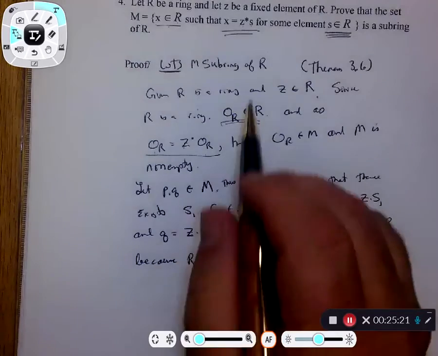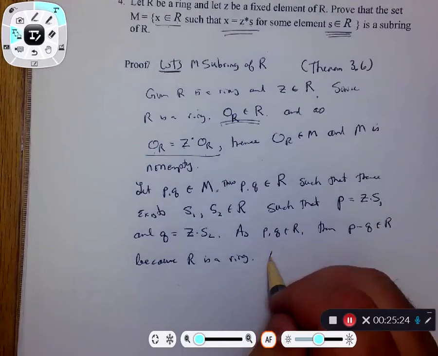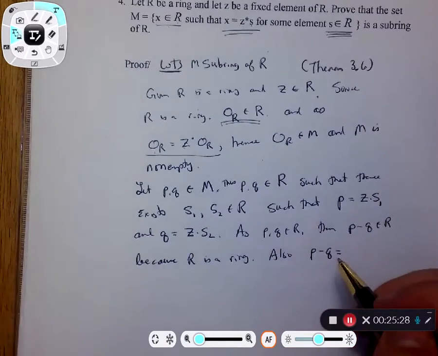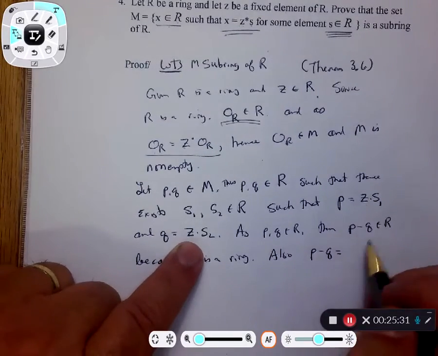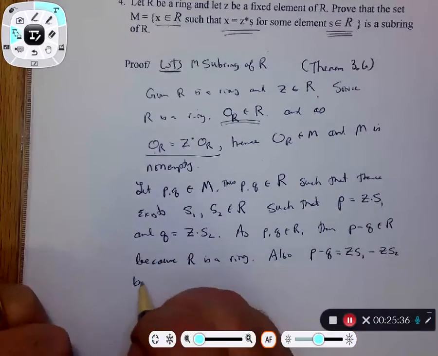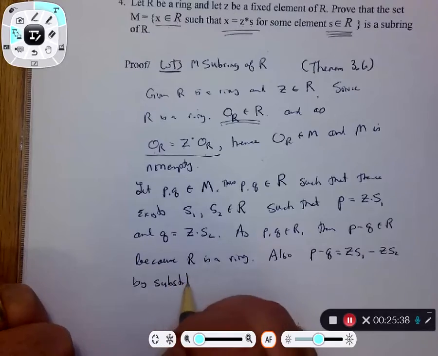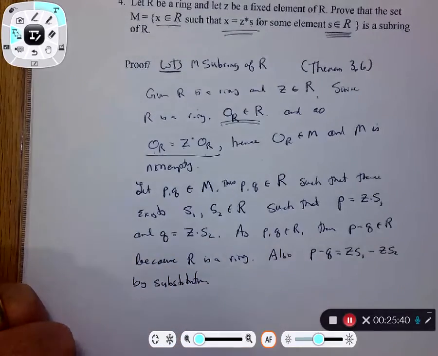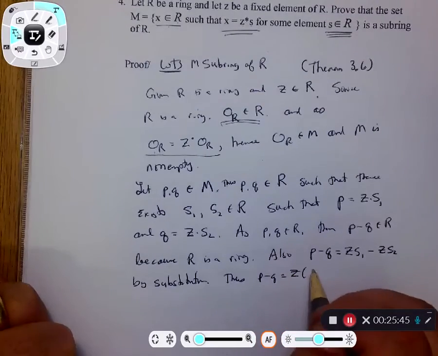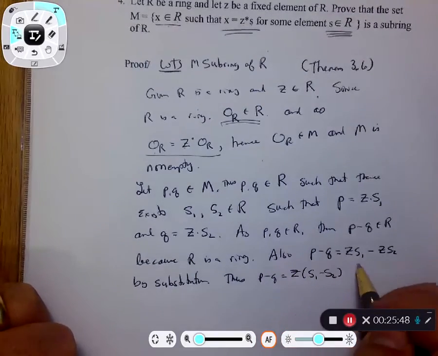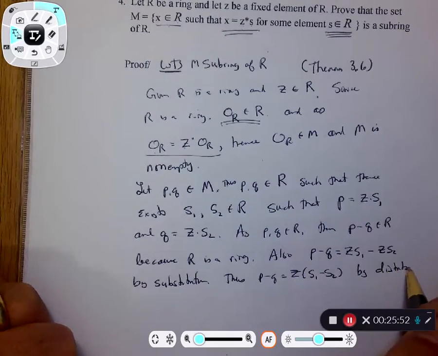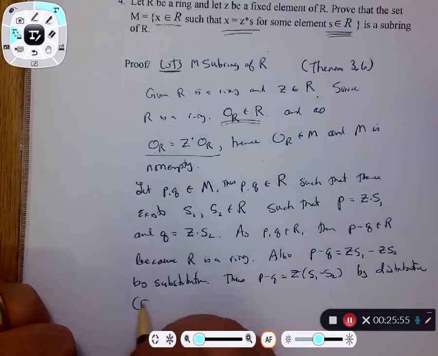Also, I could look at the structure of these guys. Who is P minus Q going to be equal to? That's going to be equal to Z times S1 minus Z times S2, and that's by substitution. Thus, P minus Q is equal to Z times (S1 minus S2) by factoring, or the distributive property.